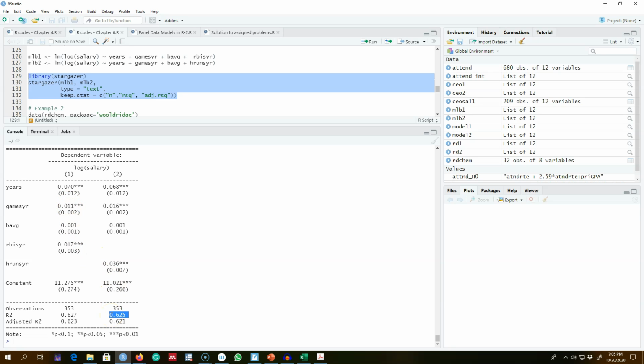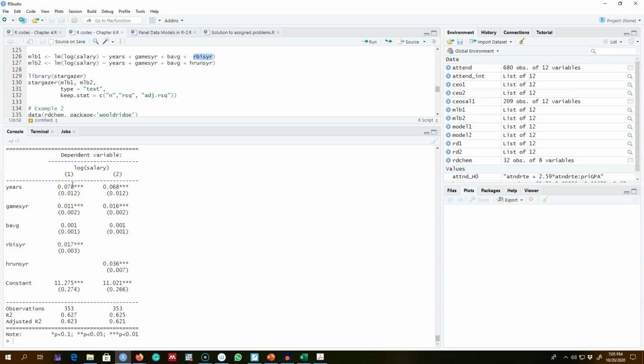If we look at R squared, the R squared for the second model is 0.625, which is less than the R squared from the first model with runs batted in per year in the model. This implies that model 1, according to R squared, is better than model 2. If we look at the adjusted R squared, we see that the first model, again, is a little bit better than the second model. In this case, both of the statistics, R squared and adjusted R squared, are favoring model 1 as compared with model 2.